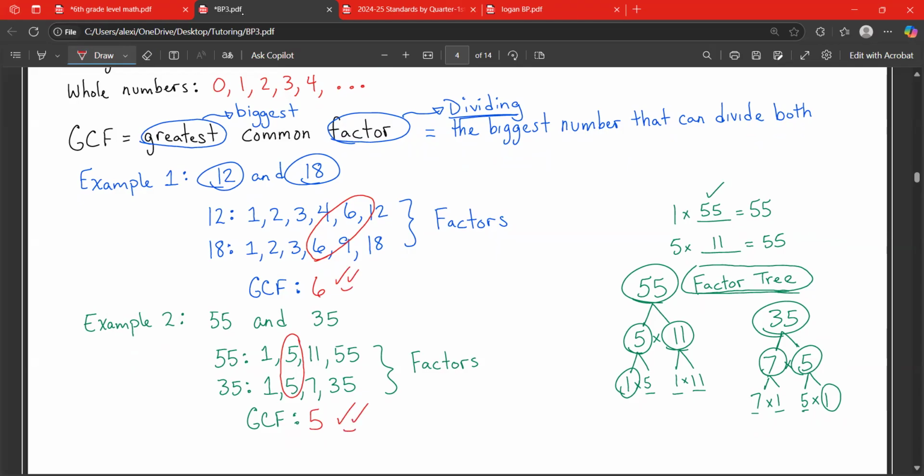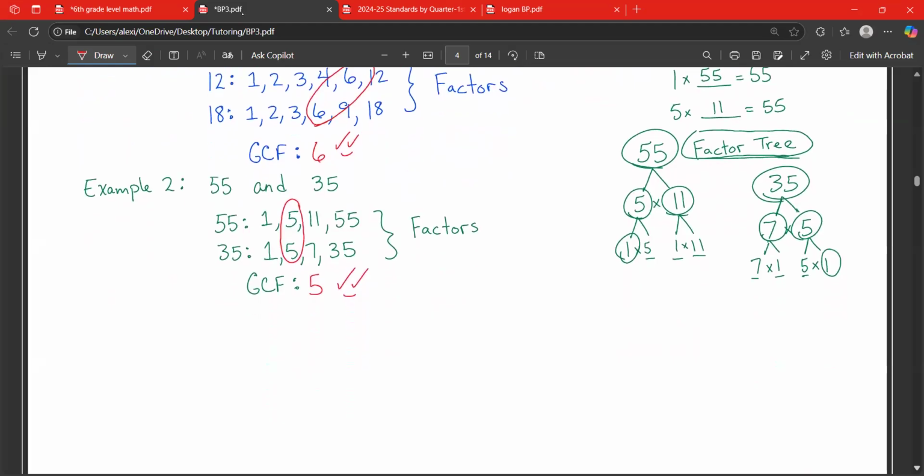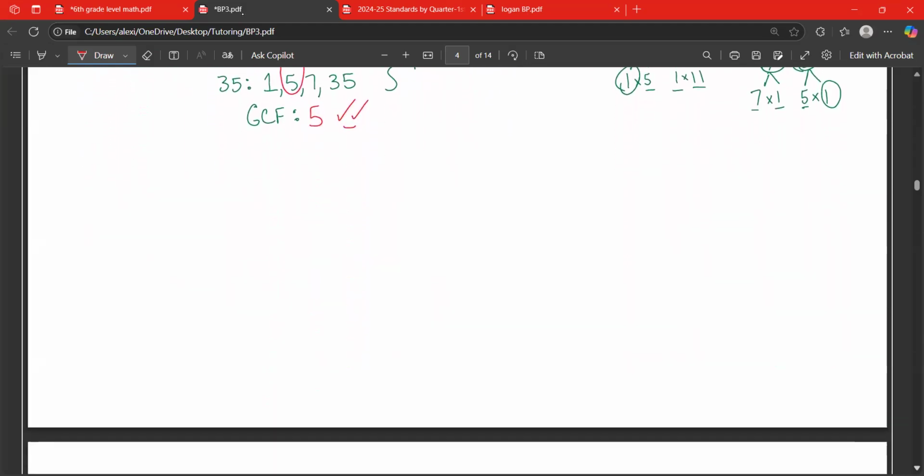So GCF is the greatest common factor. That means the biggest number that can divide both of the numbers. So in example 2, the biggest number that would divide 55 and 35 was 5. In example 1, the biggest number was 6. All right, so that's GCF. Let's go look at LCM. Remember, if I'm moving too fast, that's what the pause button is for.